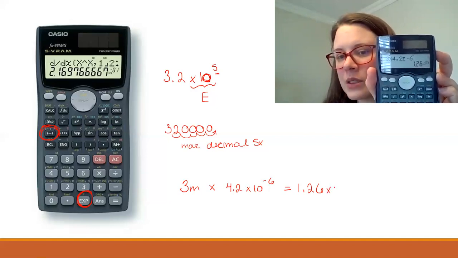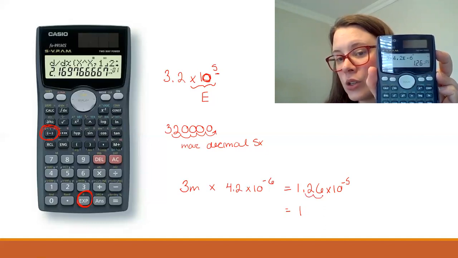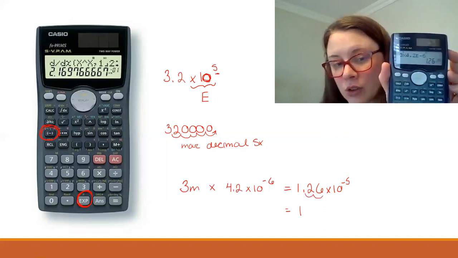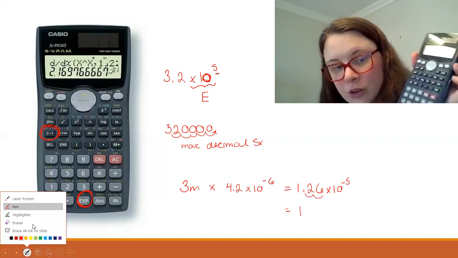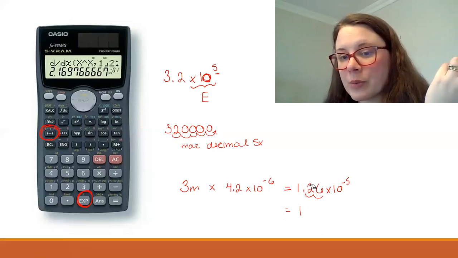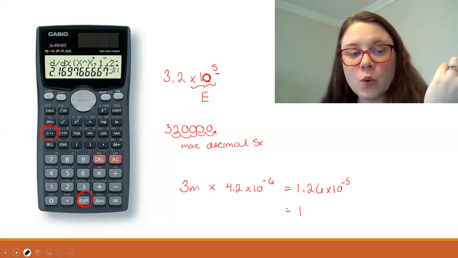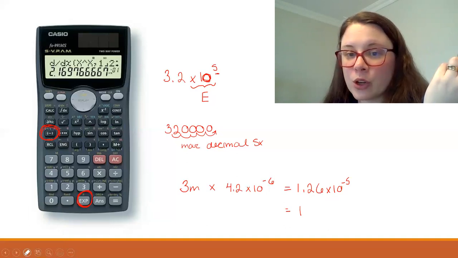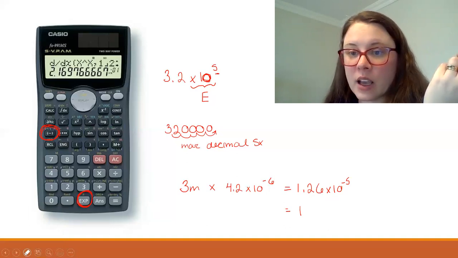So times 10 to the negative 5, that is the same as 1.26 with the decimal moved 5 times. Oops, sorry, I'm going in the wrong direction. Get used to going backwards here. All right, so when it's to the negative 5, we're going to move the decimal 5 places in the other direction.